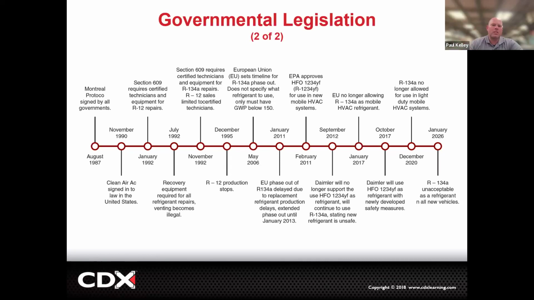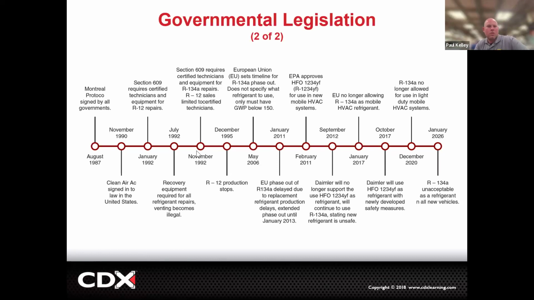Right. And then in 92, recovery equipment was required for all refrigerant repairs. Venting refrigerant to the atmosphere became illegal. So you know, before July of 92, it was okay to just pull a line off and let that R12 out into the atmosphere. Just vent it off. It would go up in the atmosphere. Now you understand why that was kind of an issue. That R12 would go up there and be the home wrecker right there. Right. So they said, hey, you can't do that anymore. Now it's illegal. Okay. Makes sense.